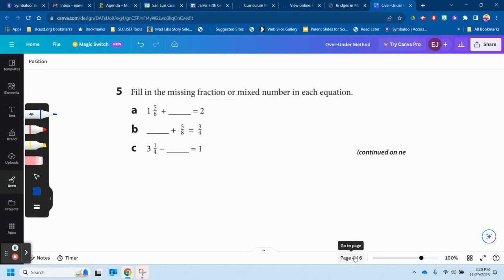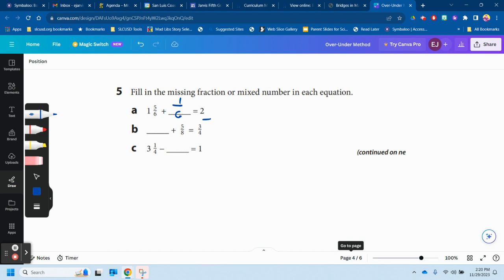Find the missing number. We've done a bunch of these. So 1 and 5/6 plus what is 2? So 6/6 is equal to 1. I need to make that 5/6 into 6/6. So it's going to be 1/6 equals 2. So 5/6 plus 1/6 is 1 whole, and that would make our 2 whole number.